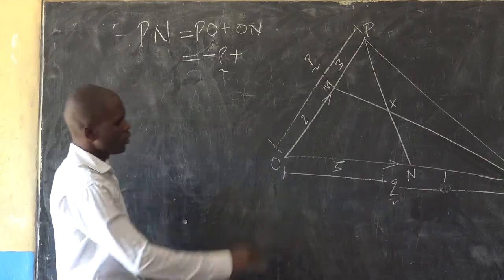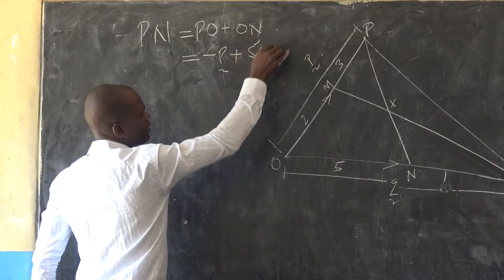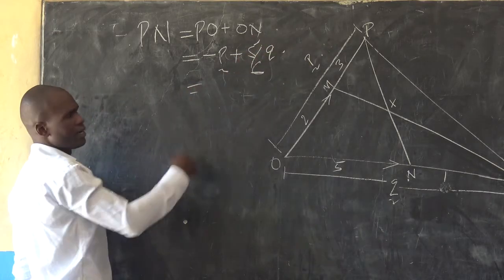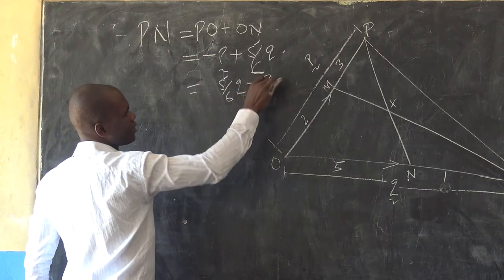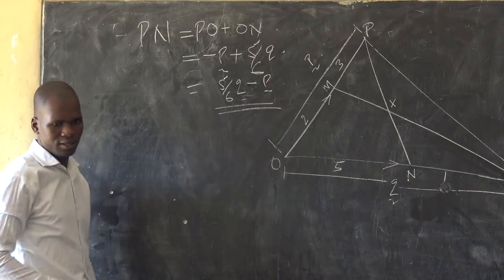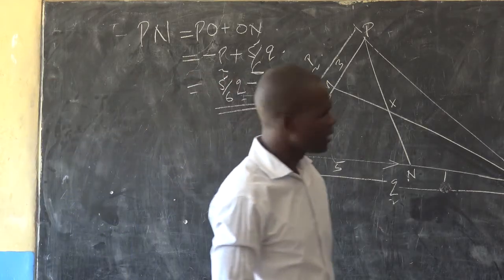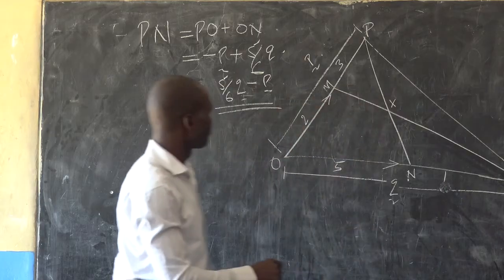So 5 over 6 Q. We can write this equation, and this one is 5 over 6 Q minus P. And we are through with that. The next one is QM.